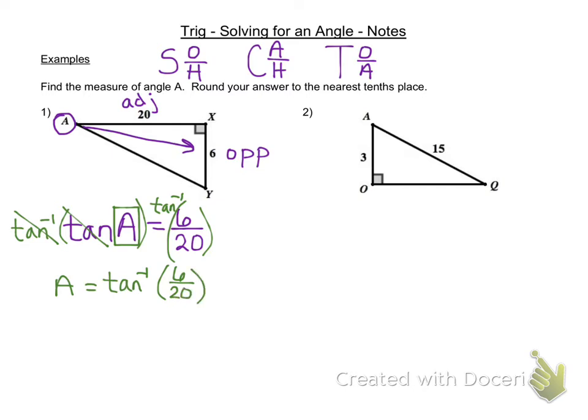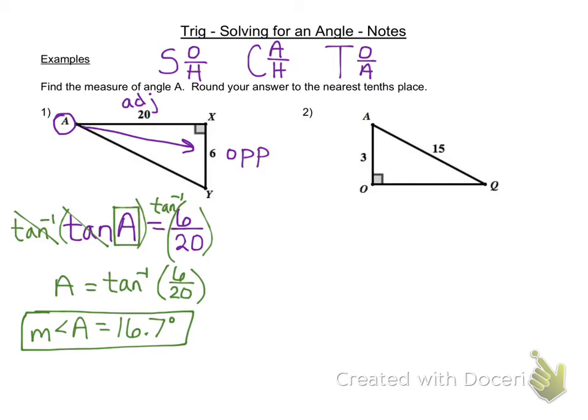Now what you're going to do is put this in your calculator. So the inverse of tangent of 6 over 20. And what I get for the measure of angle A, rounded to the tens place, is 16.7 degrees. So that will be your answer.